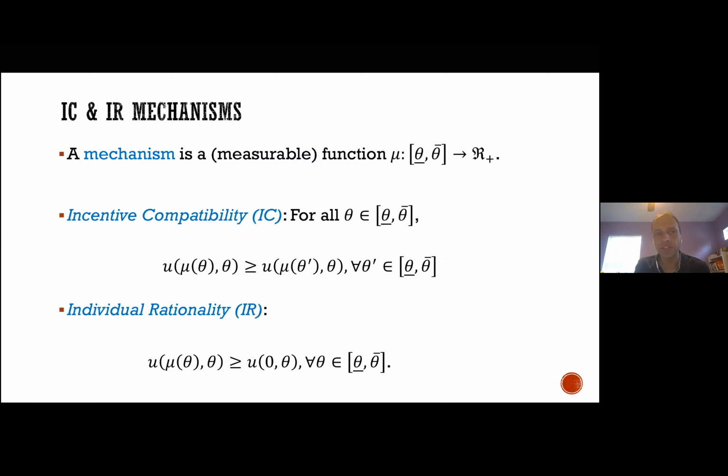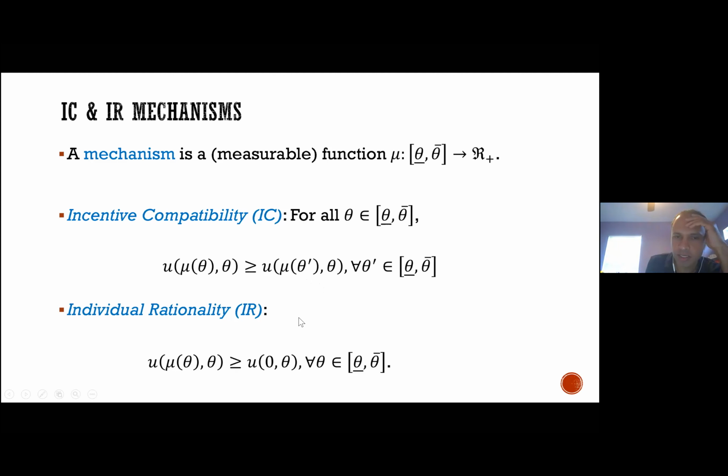Quick definition, all of you must be familiar with this. A mechanism is a function which specifies an action for each type of the agent within the support of the distribution of types, within this interval. It is incentive compatible if for every type, choosing its own action, mu of theta, is at least as good as trying to mimic another type, theta prime, in the mechanism. Incentive compatibility is pretty standard here. Then we have individual rationality, which says that the agent wants to participate in the mechanism, meaning that by choosing the action prescribed in the mechanism, the agent gets at least as high a payoff as by choosing the outside option.